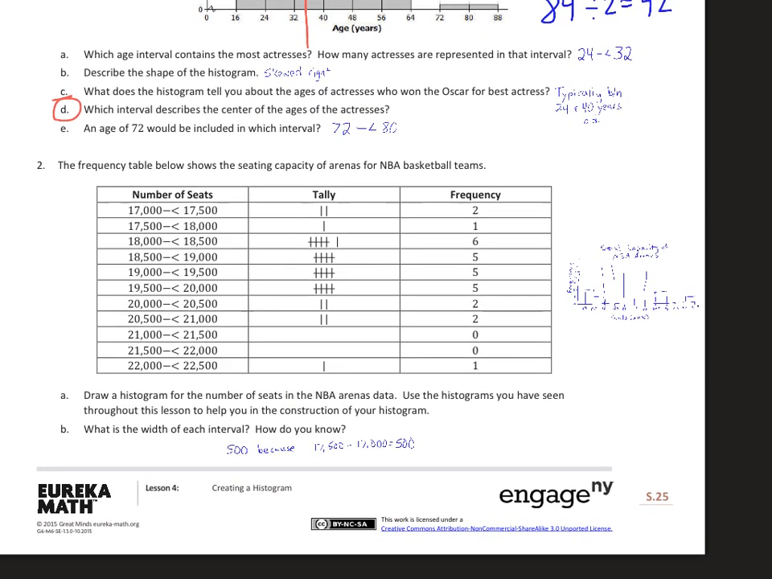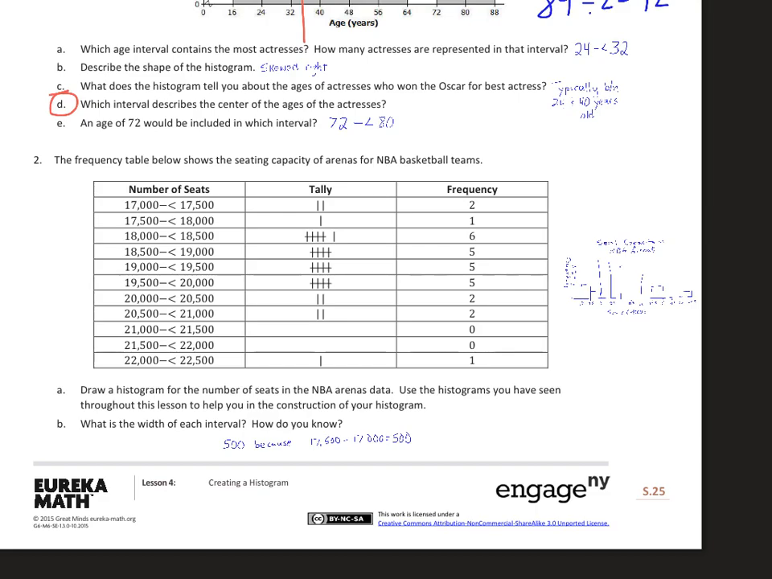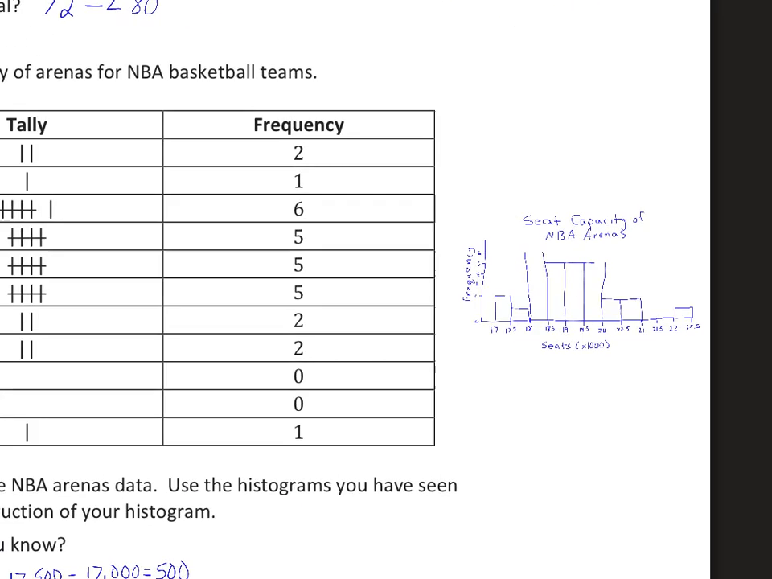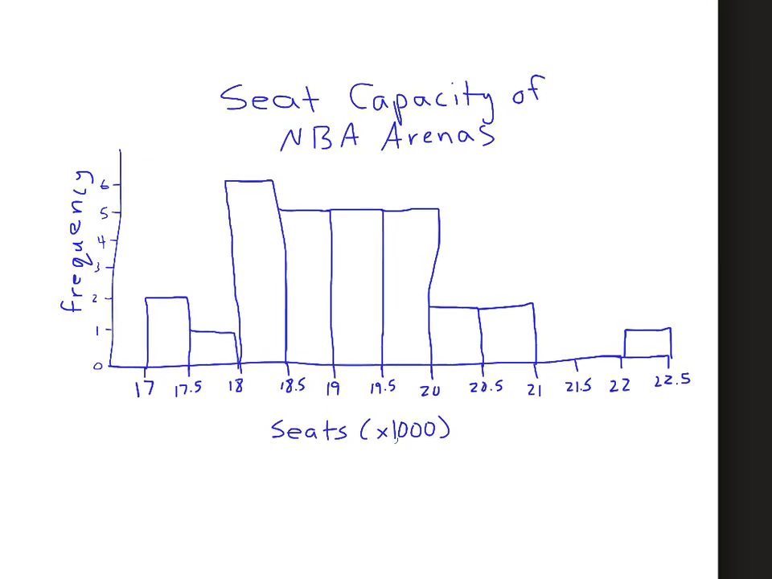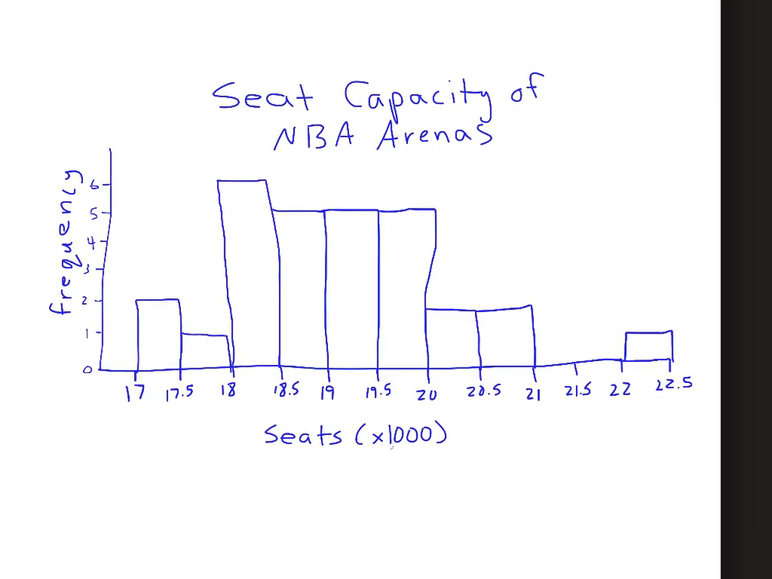And so now let's move on to the frequency table below, and this was a fun one with basketball stadiums, so I'm going to zoom into my histogram, and as you can see, I gave it a title, seat capacity of NBA arenas. I wrote frequency on the left and the seats times 1,000, so I didn't have to write all those zeros. So this is 17,000, 17.5 thousand, 17,500. And so then I just put my numbers in. You know, this was 2, 1, 6, 5, 5, 5, 2, 2, 0, 0, and 1.